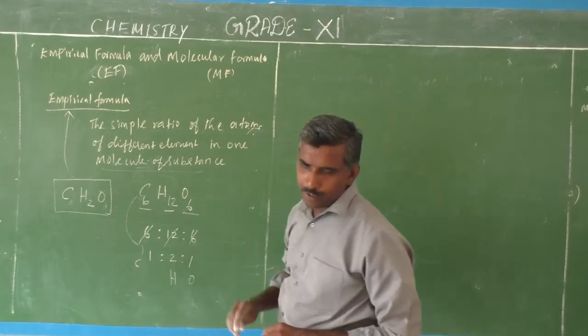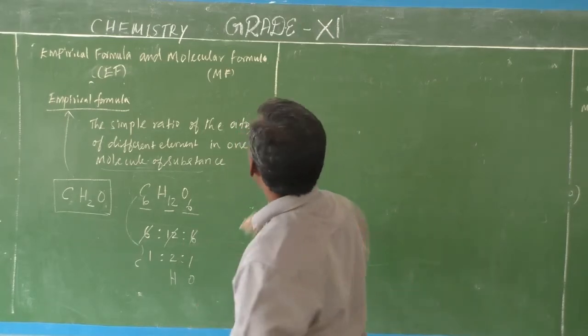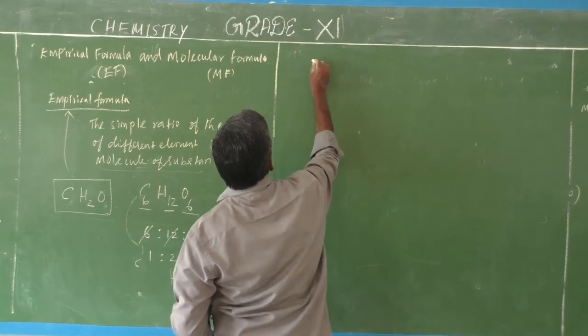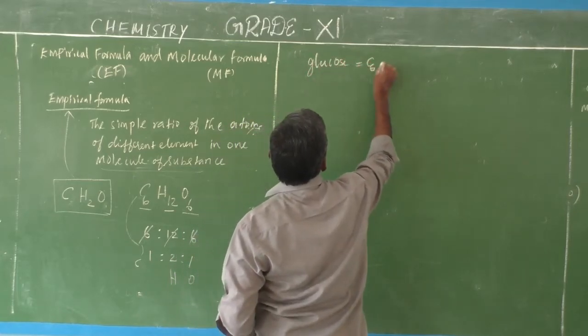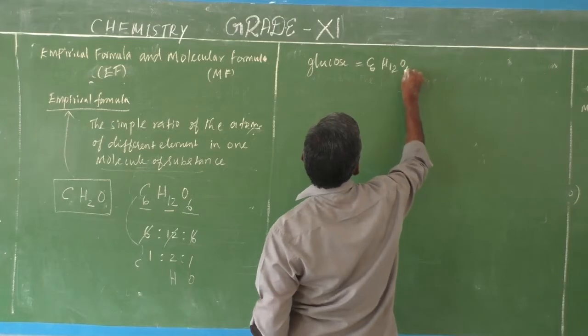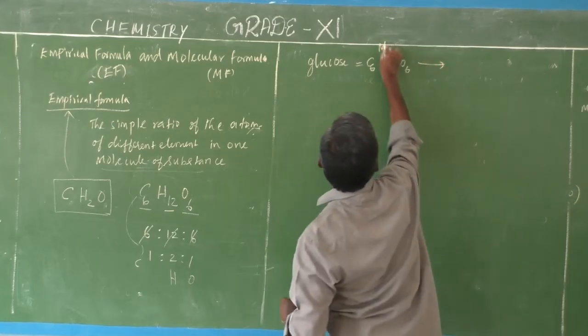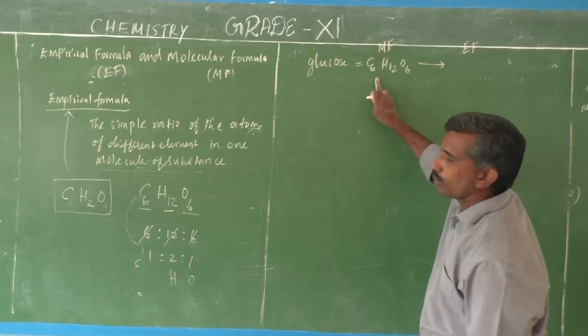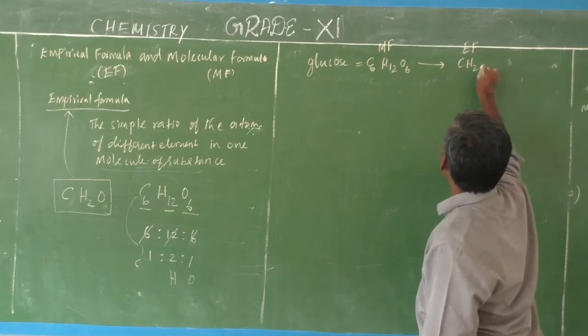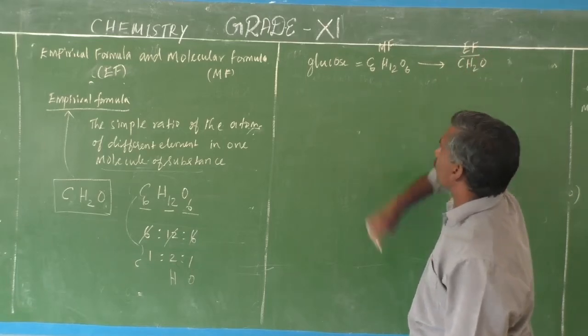Now what is the empirical formula of glucose? The glucose formula C6H12O6 is the molecular formula. The empirical formula, the simplest ratio, is CH2O.